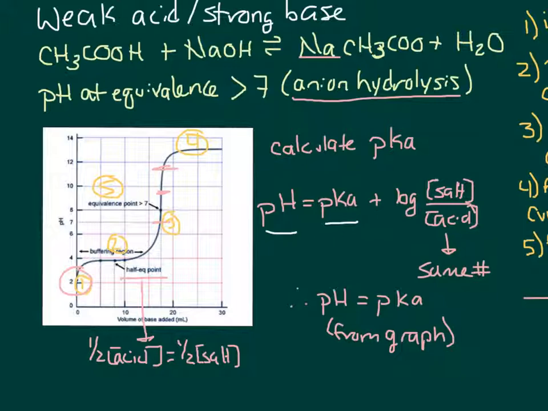Because you're at half the amount of acid, the amounts of salt and acid are the same. Therefore, when you take the log of 1, it becomes 0, and your pH equals pKa. So upon reading your graph at the half equivalence point, where you have your 2, look at where that region is, and you're able to identify the pKa and or the pH. So you can figure out the strength of the weak acid you're working with.